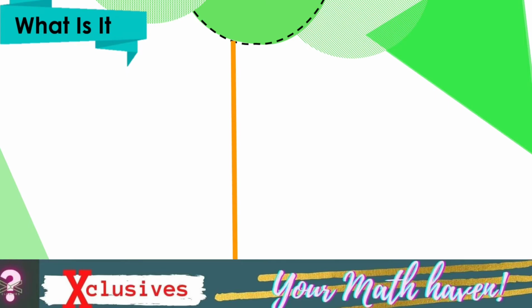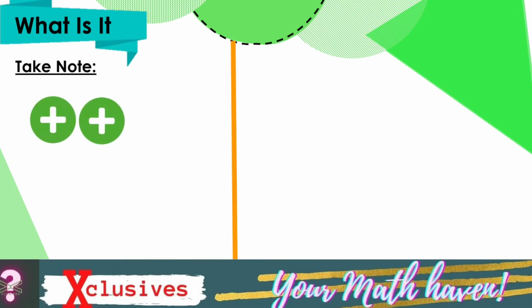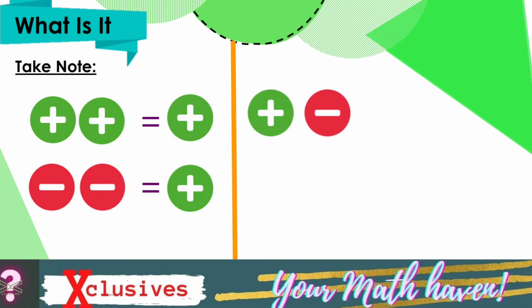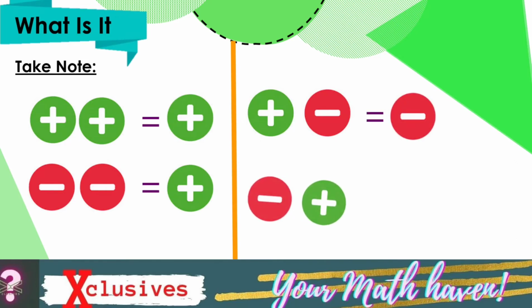Let's sum it up. For division, if we divide positive and positive, the answer is positive. Negative divided by negative, the answer is positive. Positive divided by negative, the answer is negative. Or negative divided by positive, the answer is still negative.